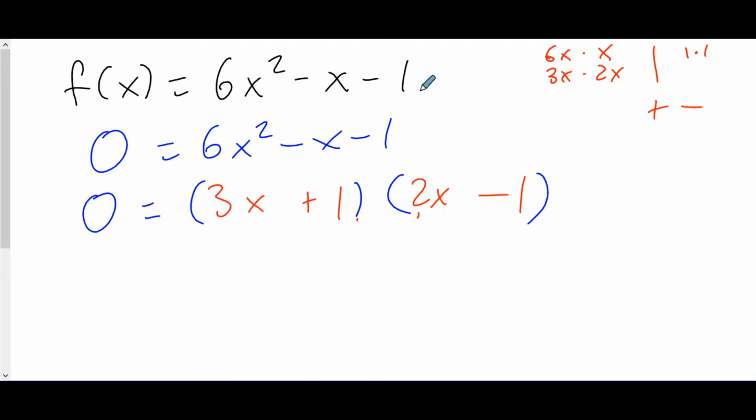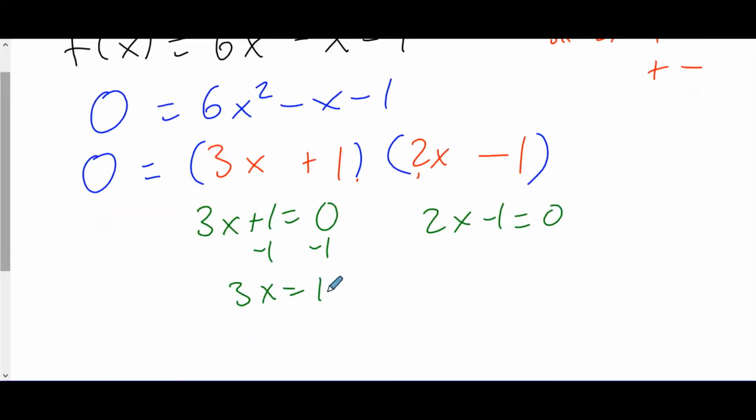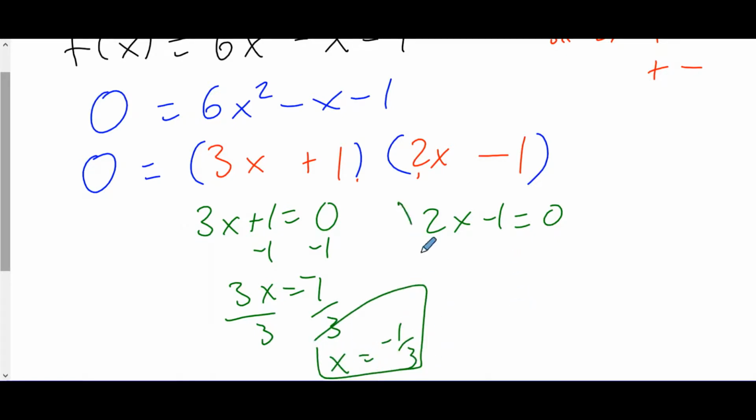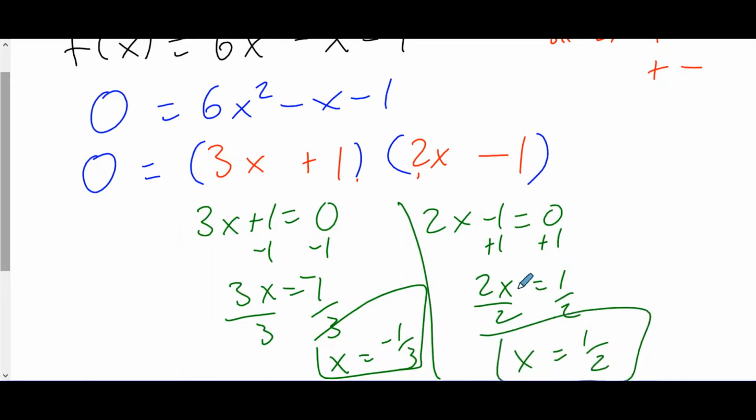Once it's factored, set all of your factors equal to 0. Over here, I will subtract 1 and then divide by 3 to get x is negative 1/3. On this side, I would add 1, get 2x is 1, divide both sides by 2, and x is 1/2. So my solutions are negative 1/3 and 1/2.